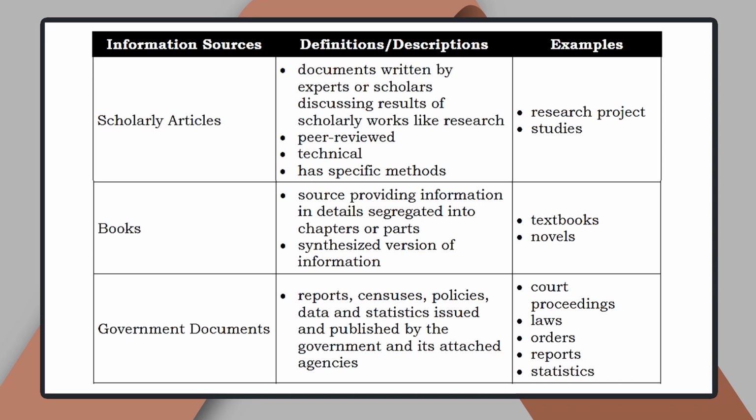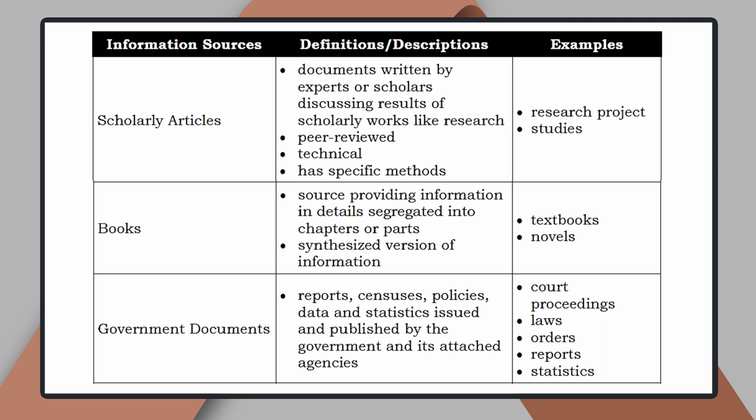You all know what a book is, right? A common example of that is a textbook. You also have novels. You also have other examples of books that include fictions, non-fictions, poetry. Next you have government documents: reports, censuses, policies, data, and statistics issued and published by the government and its attached agencies.